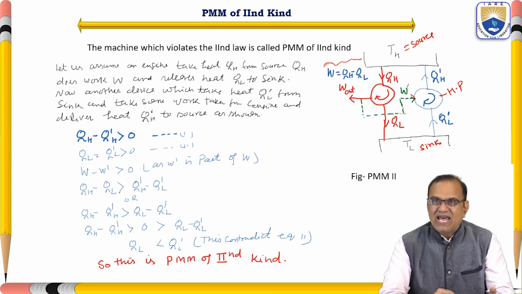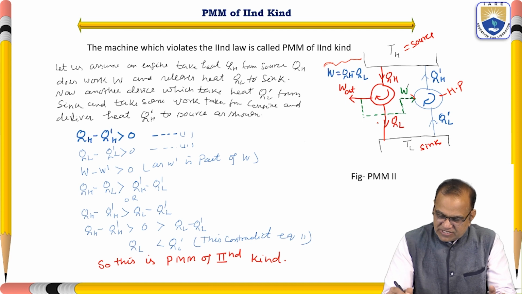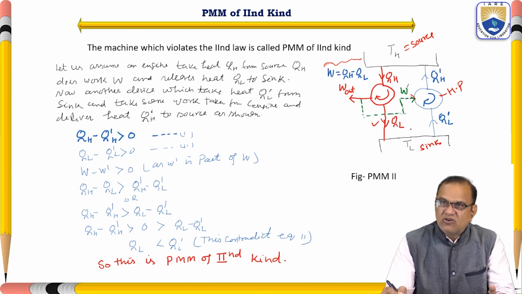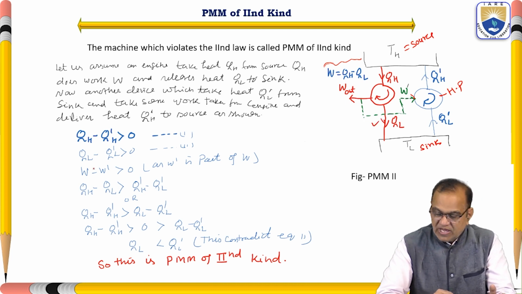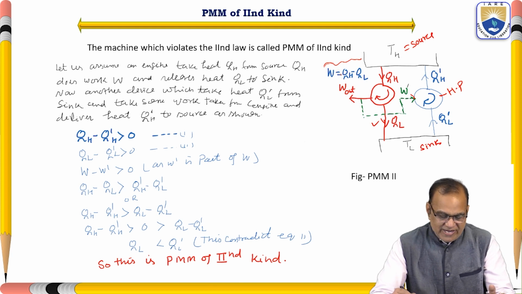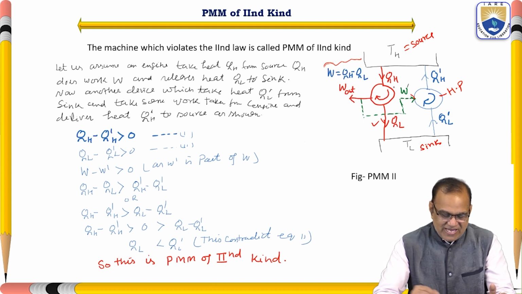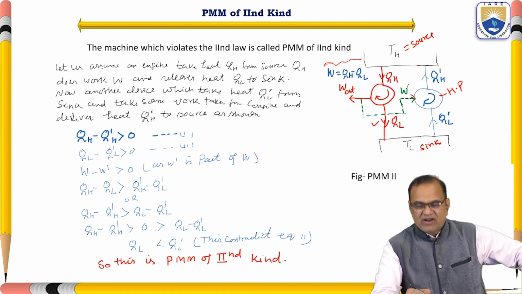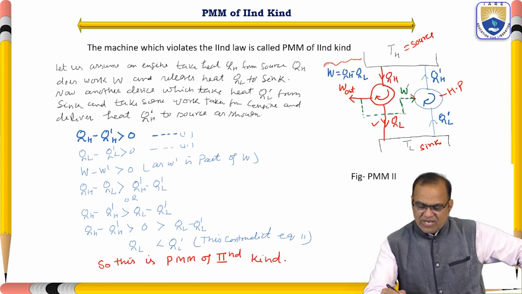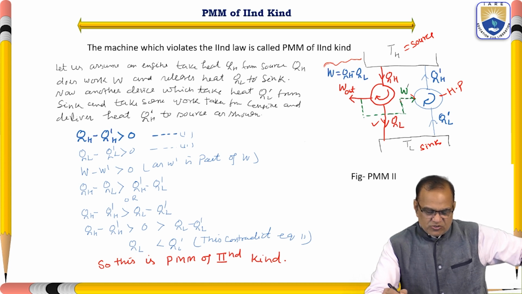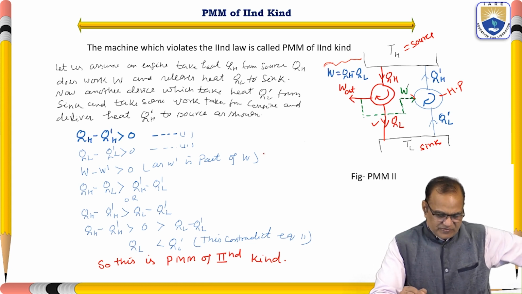Now QL minus Q prime L is also greater than 0, because if this is higher than this, then only it will go that side. Now W minus W prime is greater than 0, as W prime is part of W, because we have taken some part here, so this is another equation.